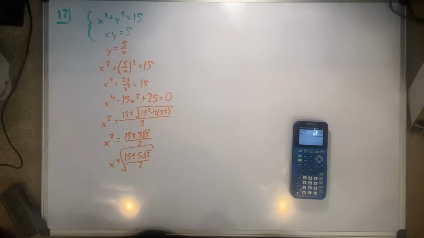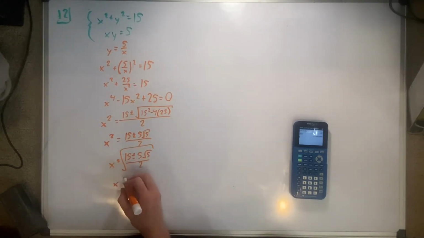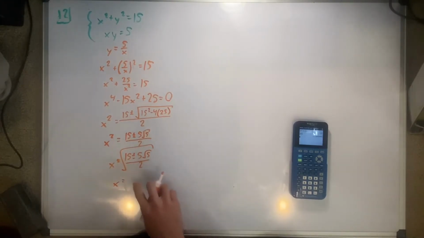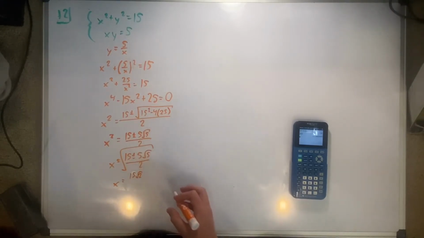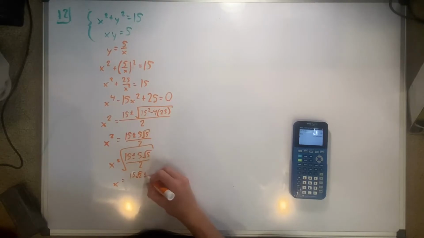That looks extremely ugly. So let's just try to simplify it a little bit more. X is equal to, let's just multiply everything by rad 2, because we've got to get radicals out of the denominator, 15 rad 2 plus or minus 5 rad 10 over 2.